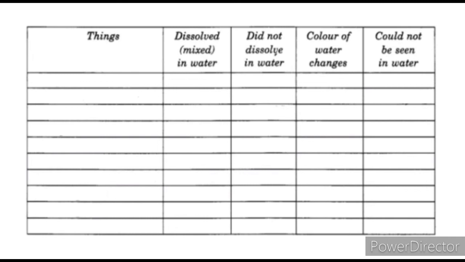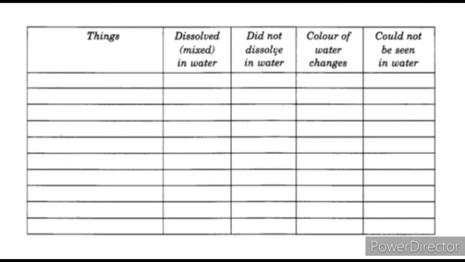Now like this box you have to draw in your notebook. First one, things. The name of the things which I will give you in the next slide, those things you have to write. First box is written as dissolved or mixed in water. If the substance dissolves in water, you have to put a tick. Second one, did not dissolve in water. If it does not dissolve in water, then put a tick. Color of water changes. If the color of water changes, then put a tick. Could not be seen in water. If it could not be seen in water, put a tick. If anything is not happening, then leave that box blank.